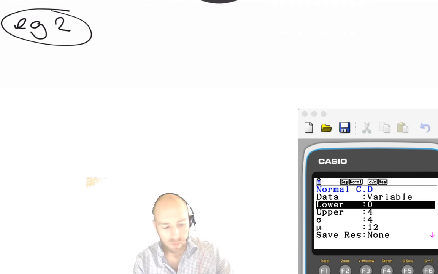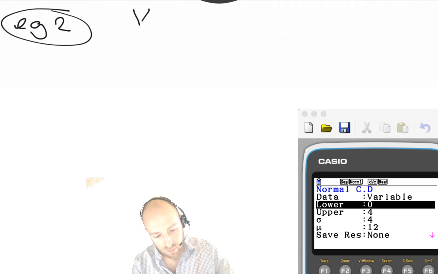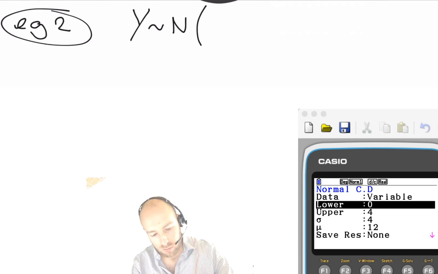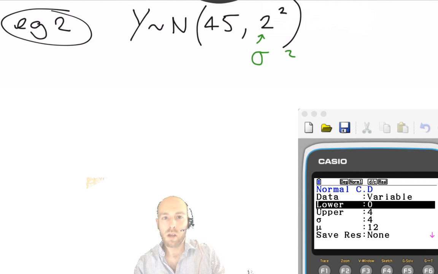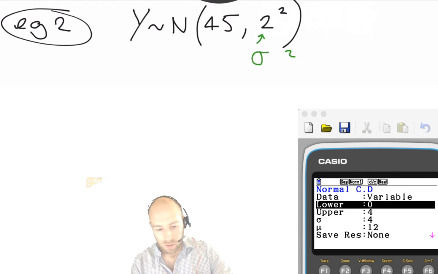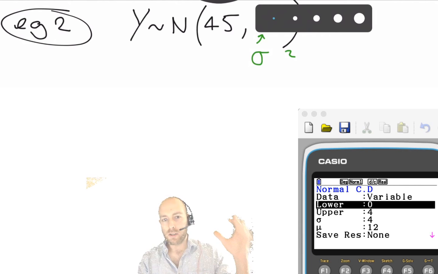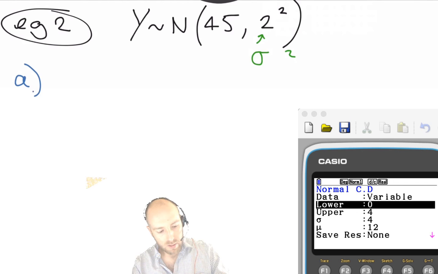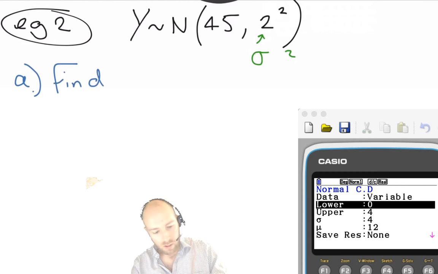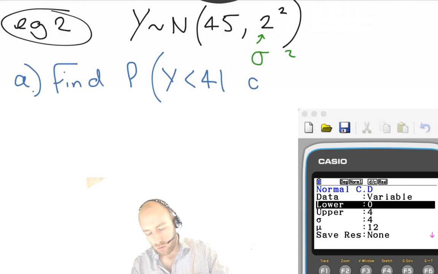Cool. All right, so we're going to do y is a variable modeled by a normal distribution with a mean of 45 and a variance of 4, or a standard deviation of 2. Remember, that's sigma squared. Okay, and I'm going to ask you guys two questions. One of them we're going to do together, and then you guys are going to have a go at trying the second one. So the first one, part A, is find the probability that y is less than 41 or y is greater than 47.